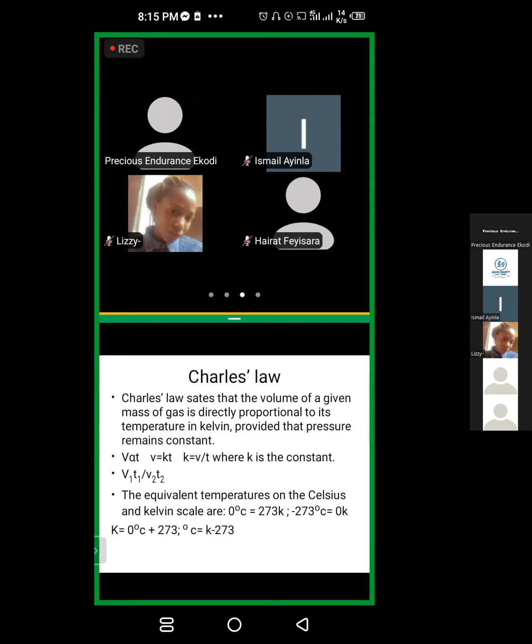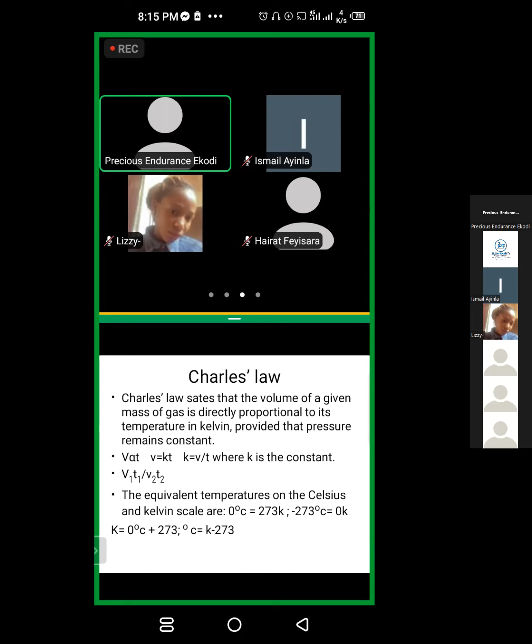So V is directly proportional to T. When we now introduce the equality sign and the constant, we have V equals KT. If we make K the subject of the formula, we have V over T. Remember, K is the constant there.